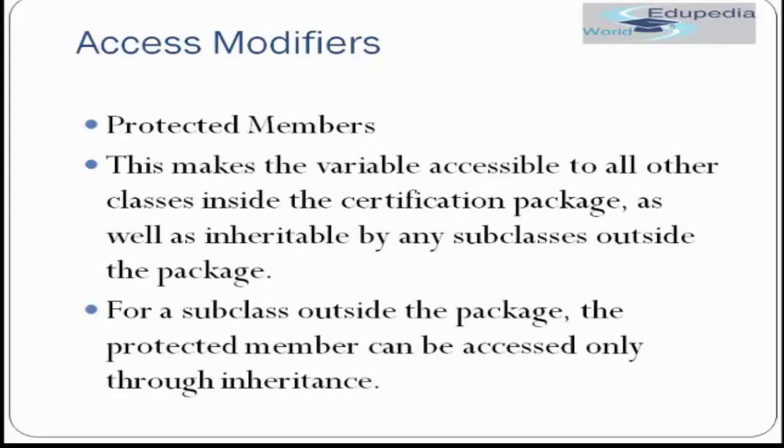Okay guys, so the third access modifier we have is protected members. This makes the variable accessible to all other classes inside the certification package, as well as inheritable by any subclass outside the package. For a subclass outside the package, the protected member can be accessed only through inheritance. Protected members have two types of access.